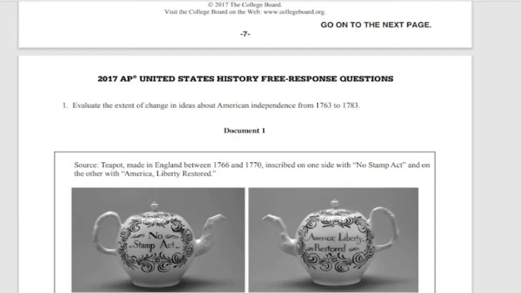So we are evaluating the extent of change in ideas about American independence from 1763 to 1783. So that's a 20-year period. And I could be wrong, but I'm pretty sure that 1763 is when the French and Indian War ended. And that's sort of when a lot of historians say the American Revolution begins.